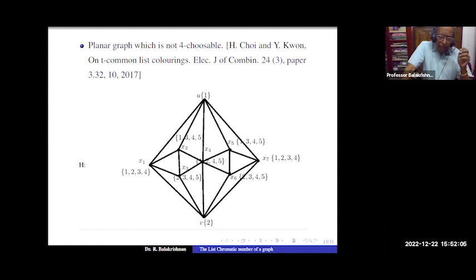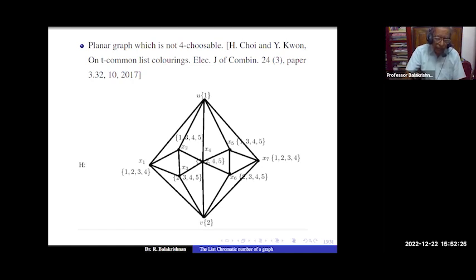Okay, now just have a look at this graph. This is a planar graph, as you see. The edges are not crossing each other. If at all they meet, they meet only at a vertex. Now, except for these 2 vertices, I give you 4 lists.